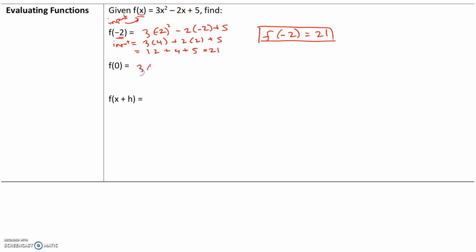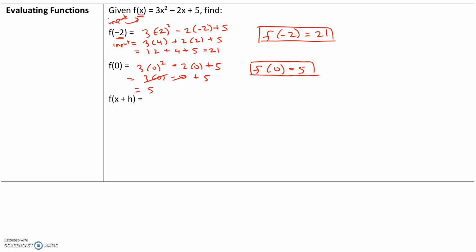Okay, this one I'll do a little bit faster. We have 3 times 0 squared minus 2 times 0 plus 5. 0 squared is 0, so this is 3 times 0. 2 times 0 is also 0, plus 5. This is 0, so our output is going to be 5. So for the function f, when the input is 0, the output is 5. And again, make sure to write this using proper notation.